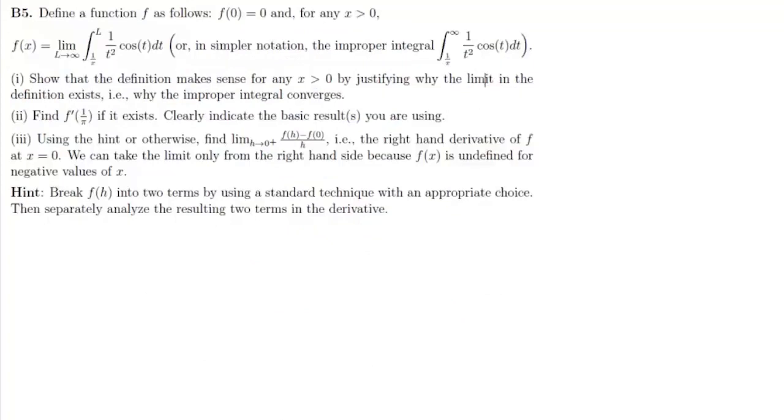Now in B5 we are given this function which is defined as this improper integral from 1 upon x to infinite 1 upon t square cos t dt. Now in the first part, for any x greater than 0, we need to show why this improper integral converges.